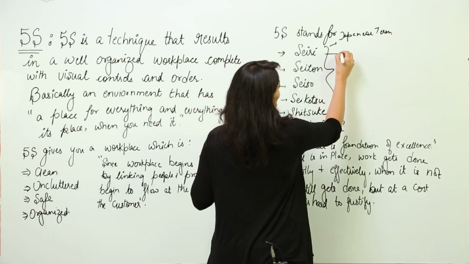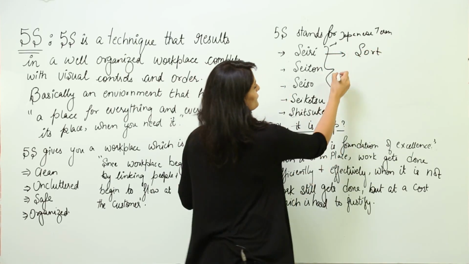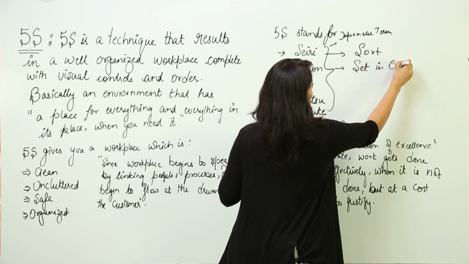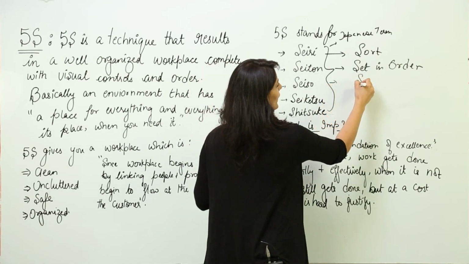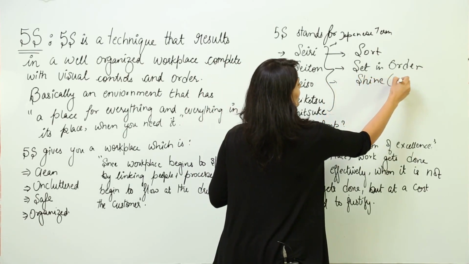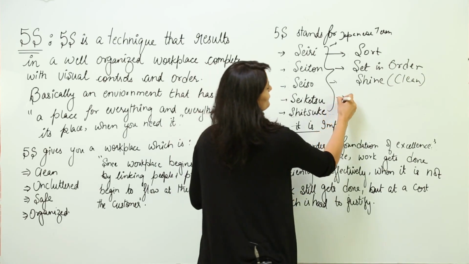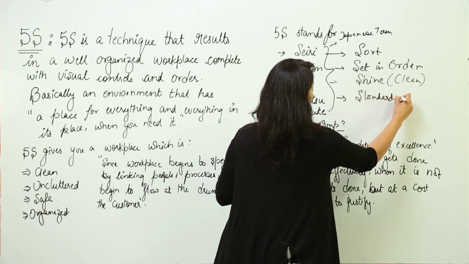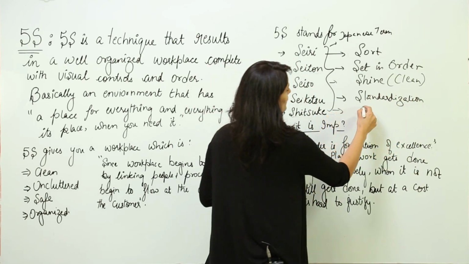So Seiri stands for sort, Seiton stands for set in order, Seiso stands for shine or clean, Seiketsu stands for standardization, and Shitsuke stands for sustainability.